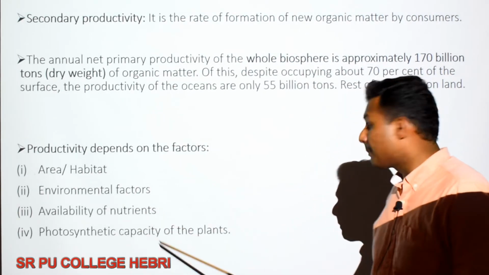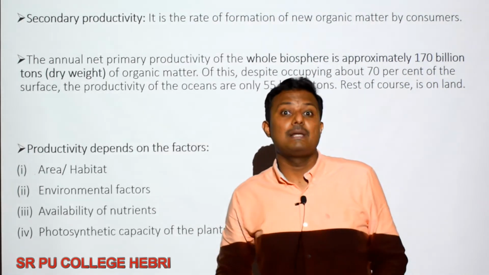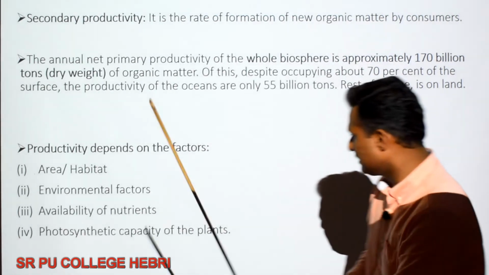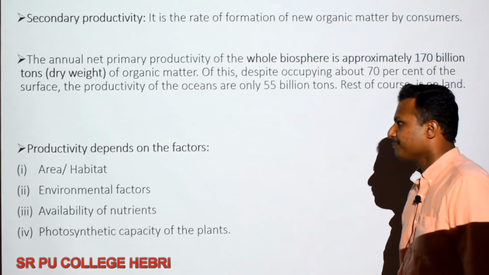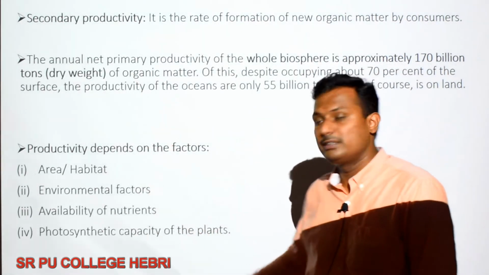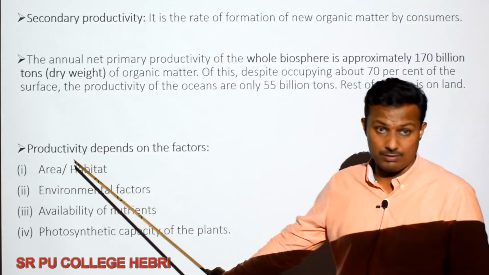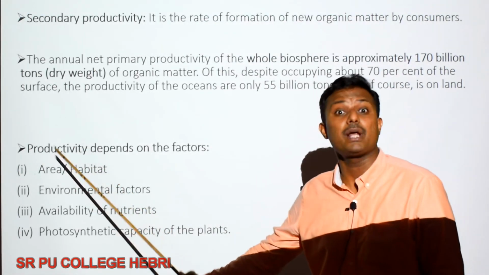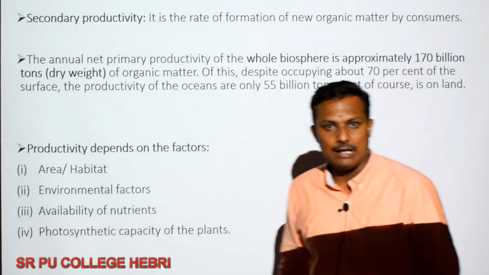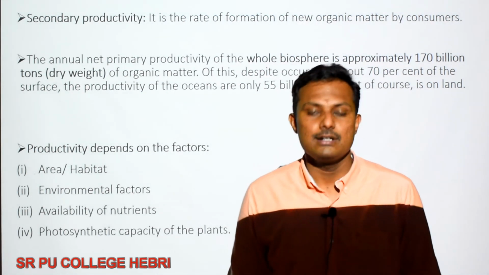And the photosynthetic capacity of the plant. By making use of all these resources, how best the plants can produce food or photosynthesize is nothing but the photosynthetic capacity. These are the 4 main factors that you need to remember. These are the factors that influence the primary productivity. You have to note it down. This is primary productivity. Okay, so this is for this class, and in the next class we are going to study the next component, that is decomposition.